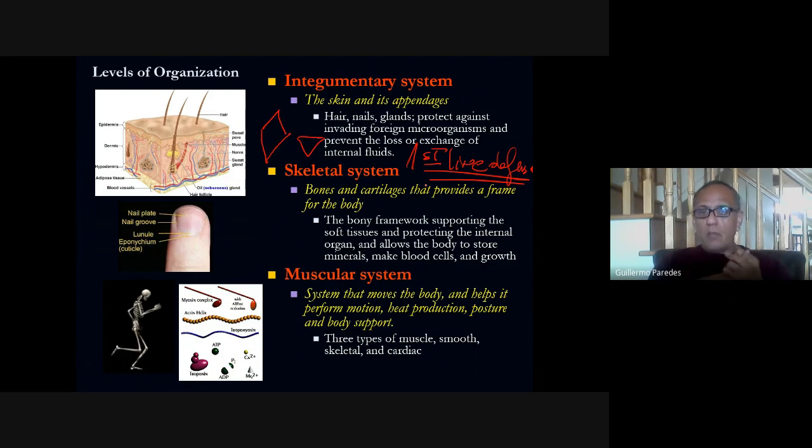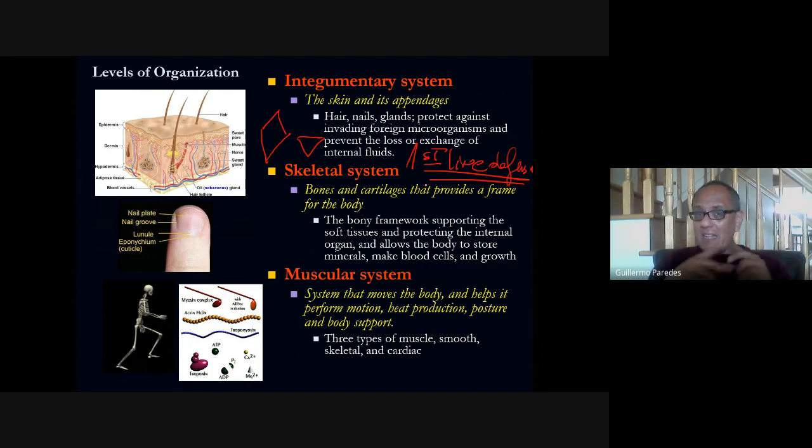So we have about 600 different muscles, and we have 3 types of muscles. The types of muscles that you need to remember are the smooth or involuntary muscle, the skeletal muscle, striated muscle, or voluntary muscle, and number 3, the cardiac muscle. So there are 3 muscle types that we have.